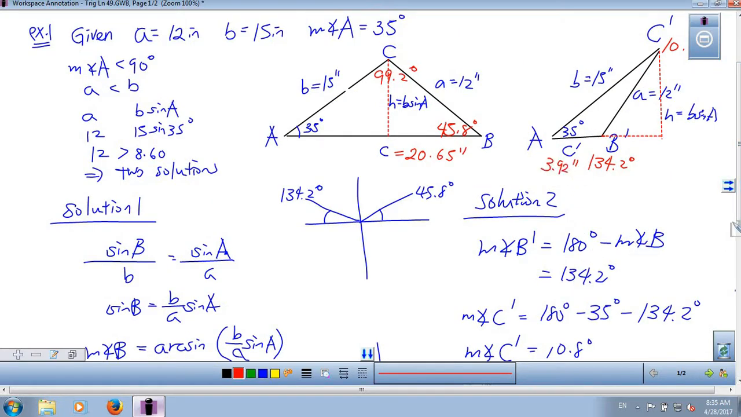Okay, so now we are completely solving two solutions. Both of these are possible solutions based on the information given. So if A is 12 inches, B is 15 inches, and angle A is 35 degrees, we can come up with two solutions like this.